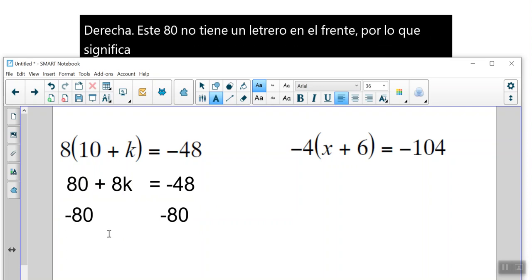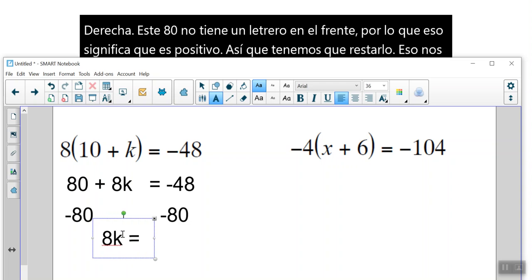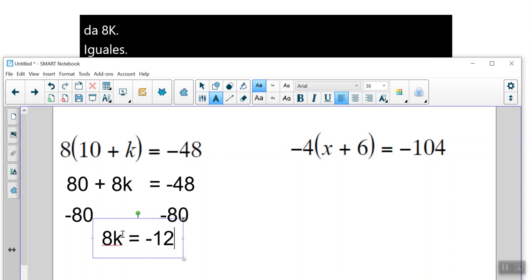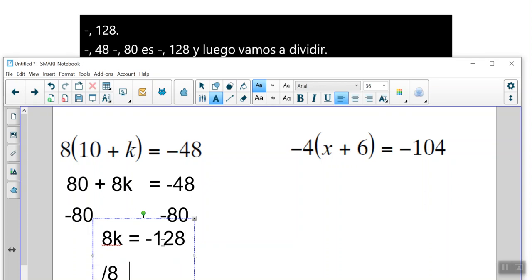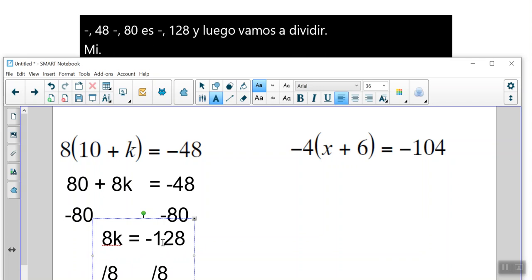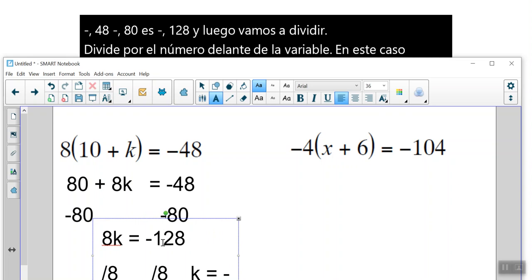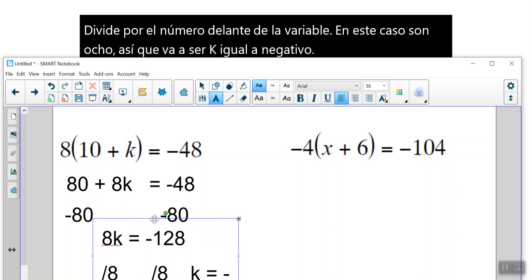So we have to subtract it. That gives us 8k equals negative 128, because negative 48 minus 80 is negative 128. And then we're going to divide by 8, the number in front of the variable. In this case, it's 8. So that's going to be k equals negative 16.